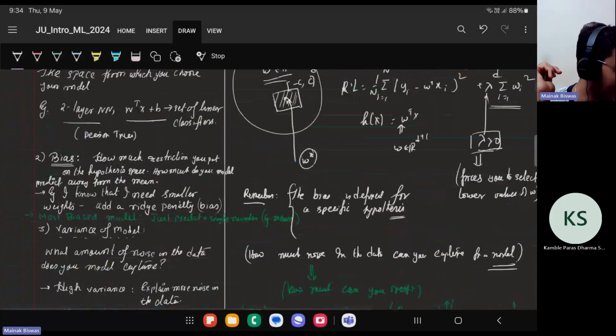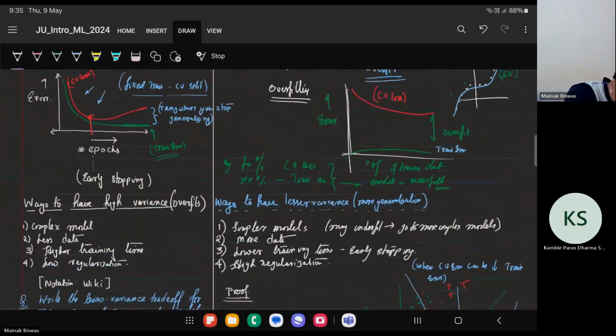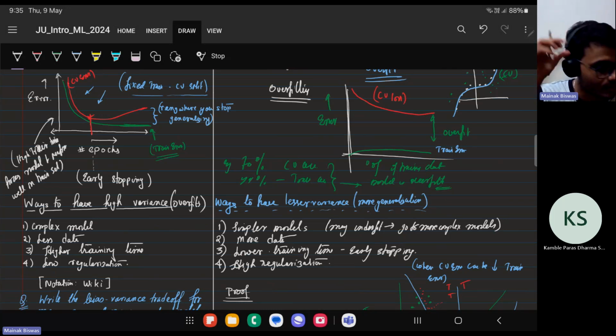Similarly, use fewer data points, and have higher training time as we saw here. High train time forces the model to perform well on the train set, right? And if you use low regularization, so if you do not give any bias to the model, it will try to maximize the variance in the data, right? As we saw in the graph.